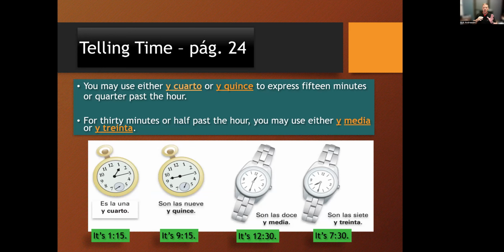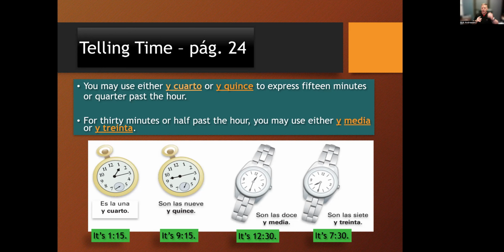The first one, es la 1:15. You could also still say, es la 1 y cuarto. They're both correct. You can pick one way and use it your whole life without ever changing it. But you need to recognize when somebody else says the other way that you're choosing not to learn. So, clase, repitan, es la 1:15. Son las 9:15. Son las 12:30. Son las 7:30.